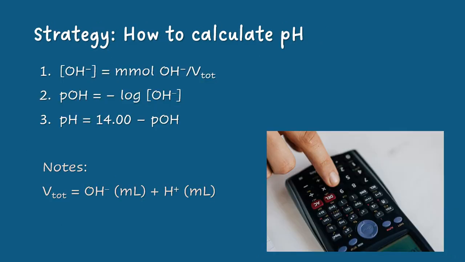To calculate pH before the equivalence point, we first have to calculate the hydroxide molarity, and we get this by taking the millimoles of OH- from the E row and dividing by the total volume. We get the total volume by adding together the milliliters of base and acid given in the problem. Once we have OH-, we can calculate pOH by taking the negative log of the OH-. Then calculate pH by subtracting pOH from 14.